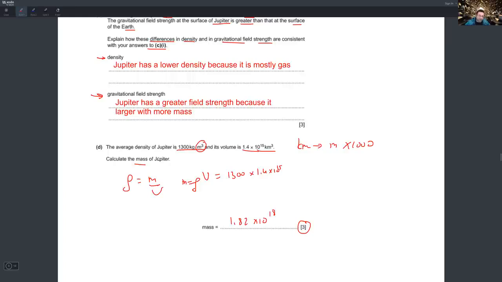So from kilometer cubed to meter cubed you multiply by 1000 cubed. Don't sit and think too much and add zeros. Just 1 times 1000 cubed and be done. So I'm just going to multiply this answer by 1000 cubed. So it's not power 18, it's actually power 27. Then it's in kilograms.